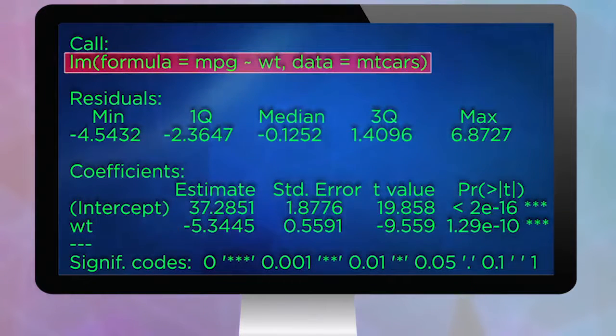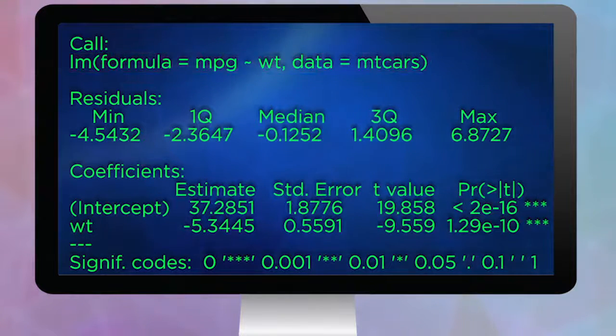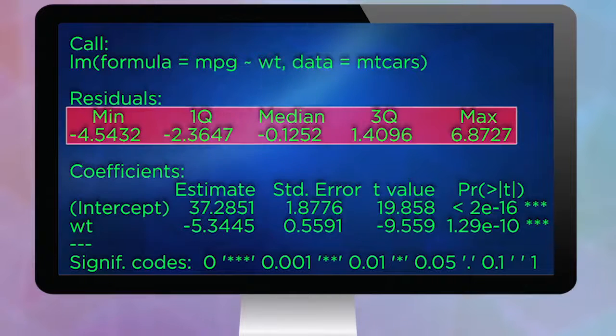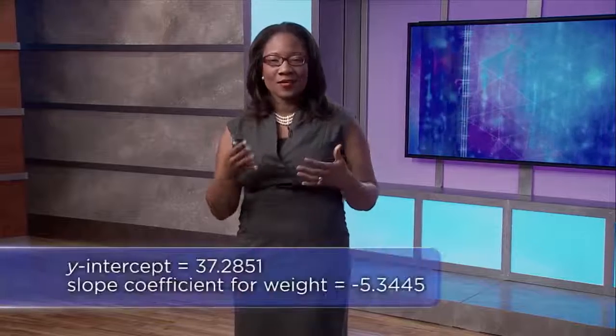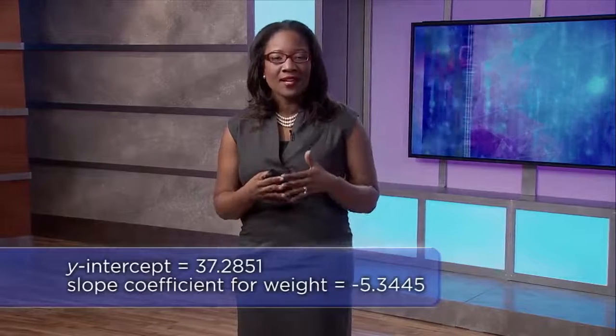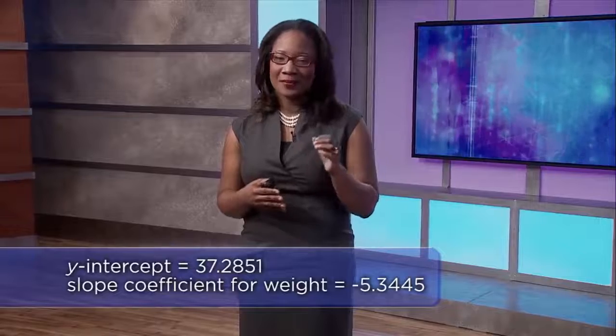This output shows us the formula that we use to make the model. Again, it gives us that 5-number summary of the residuals, and it gives us those coefficients. These are the constants that are going to be used to create the best fit line. In this case, you saw that our y-intercept was 37.28, and our weight slope was minus 5.3. Here's our model for that regression line: miles per gallon equals 37.2851 minus 5.3445 times the weight.